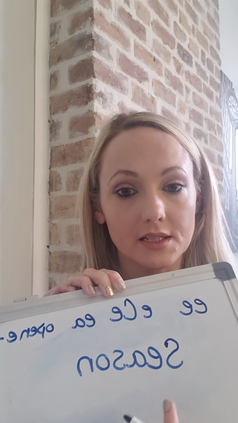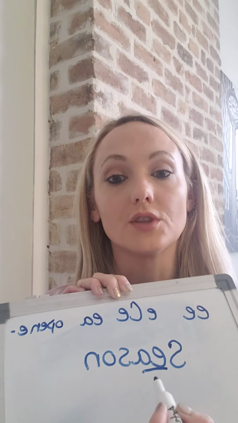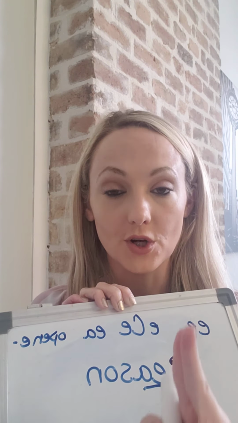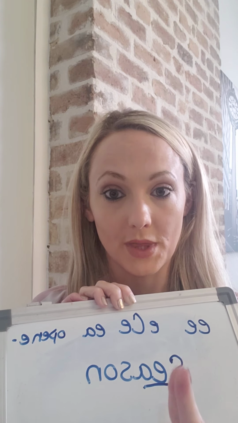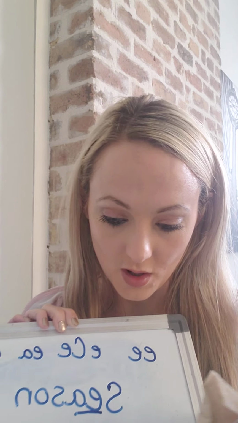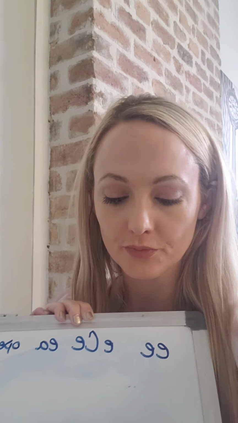What pattern does it follow? We have an EA pattern right here. So season is going to go under EA, and it's accented in the first syllable. Remember that. Okay, we're going to look at one more, and then I want you guys to practice on your own.